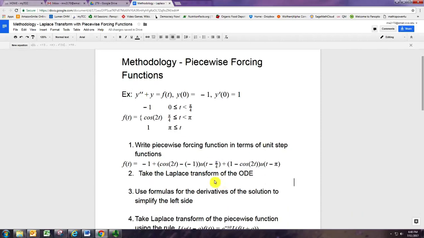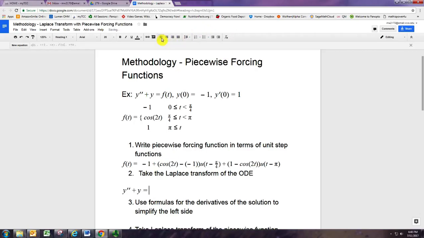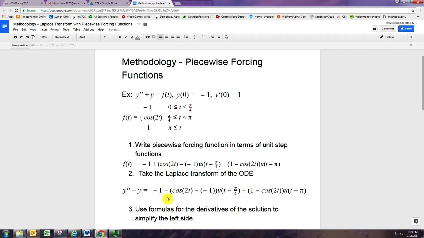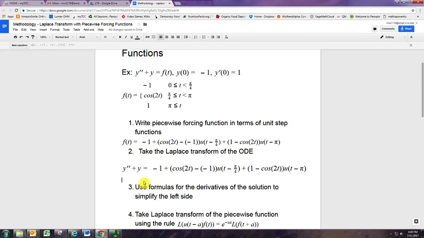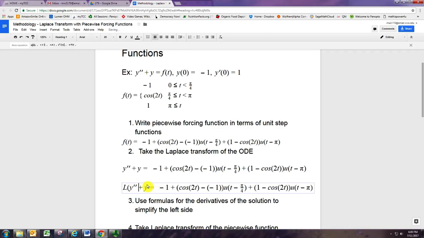So we've got that, so we could write the differential equation all in one line. Let's go ahead and do that. We're going to take the Laplace transform of it next. When we take the Laplace transform of the left-hand side, we know that it's a linear operator, so it's going to apply to both the y double prime and the y separately. Think of it as distributing. And on the right-hand side, we'll see that same kind of linearity where it can distribute to the three pieces here.